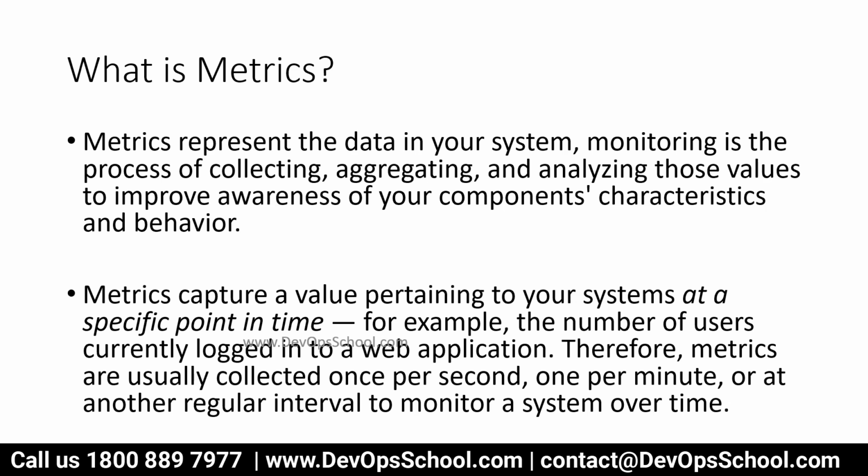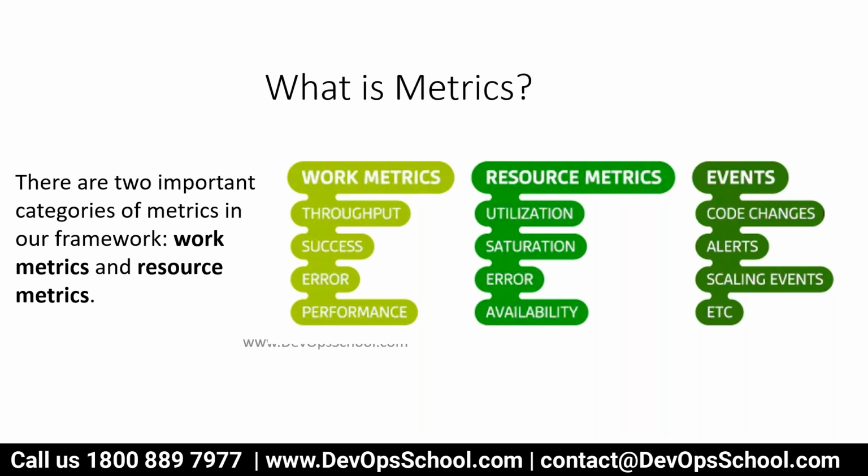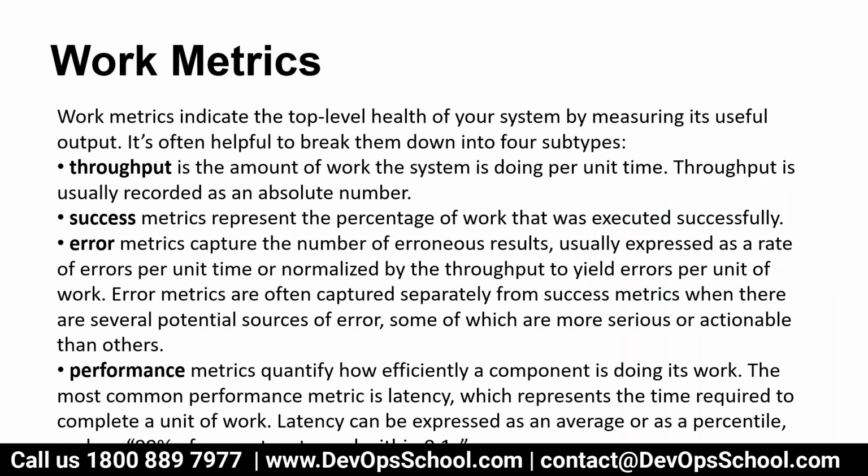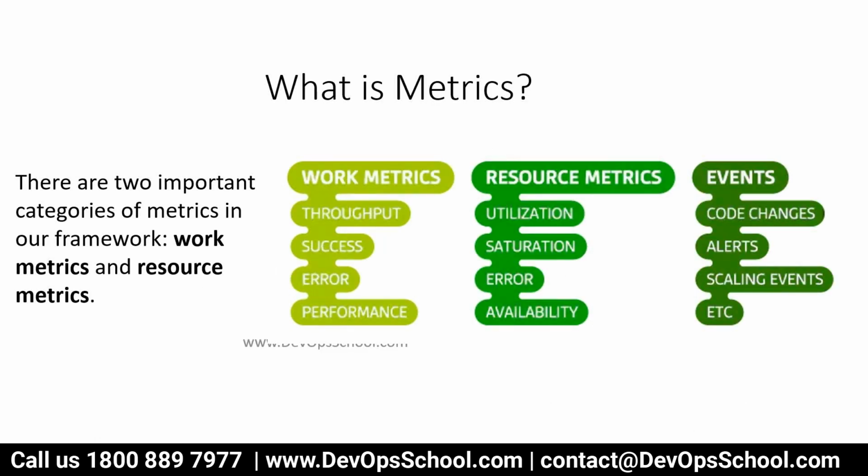Therefore, metrics are usually collected once per second, once per minute, or at another regular interval to monitor the system over time. These are the different kinds of metrics you'll see: work metrics, resource metrics, event metrics, and so on. Work metrics mean throughput, success rate, errors, performance. Resource metrics mean utilization, saturation, error, availability. Event metrics mean code changes, alerts, scaling events, and so on. I'll discuss work metrics at a high level, where you can see the throughput, success, error, performance, and so on.